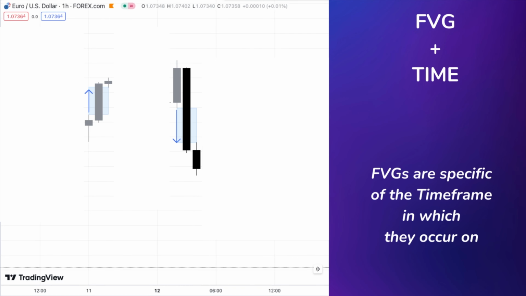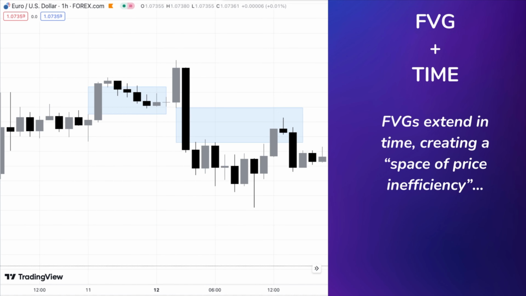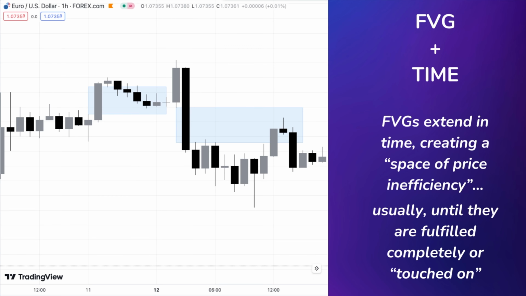Fair value gaps are specific to the time frame in which they occur. This is very important. Fair value gaps extend in time, creating a space of price inefficiency, usually until they are fulfilled completely or touched on. Let's talk a little bit about fair value gap classification.